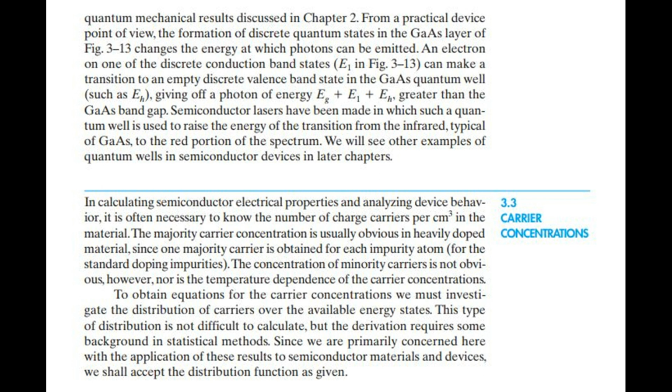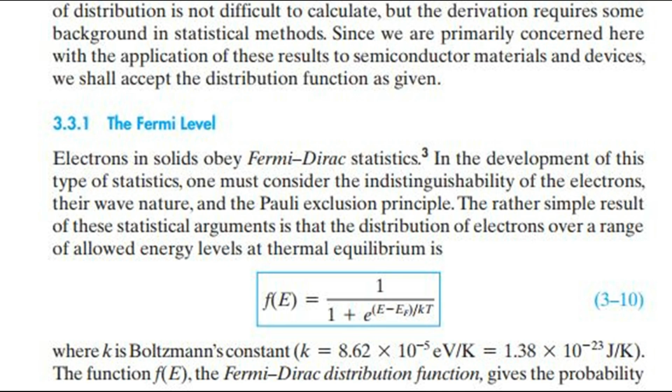Electrons in solids obey Fermi-Dirac statistics. In the development of this type of statistics, one must consider the indistinguishability of the electrons, their wave nature, and the Pauli exclusion principle. The rather simple result of these statistical arguments is that the distribution of electrons over a range of allowed energy levels at thermal equilibrium is given by f(E) = 1/(1 + e^((E - E_F)/kT)), where k is Boltzmann's constant.